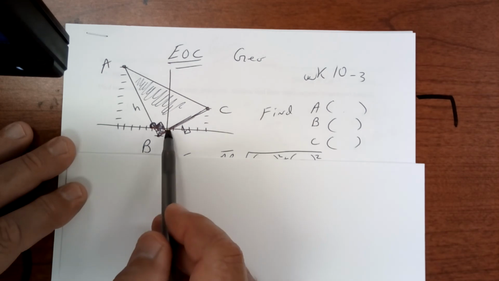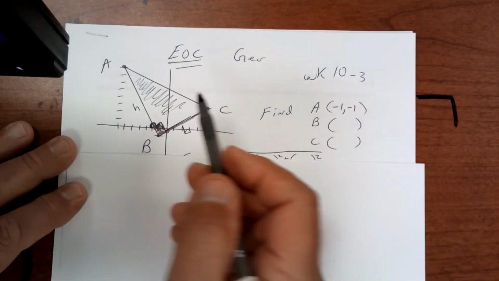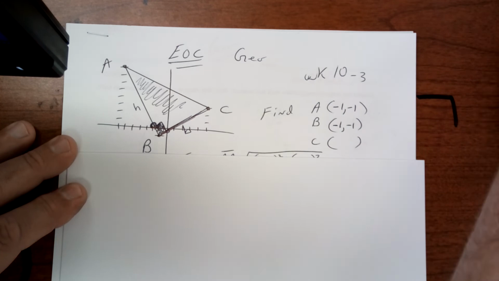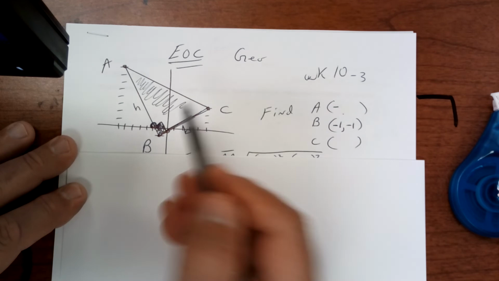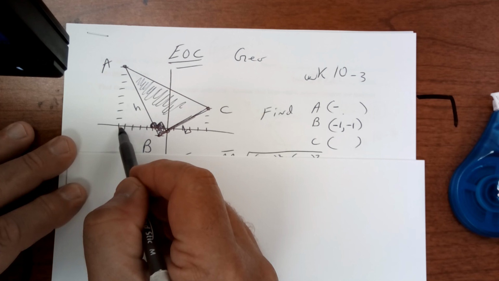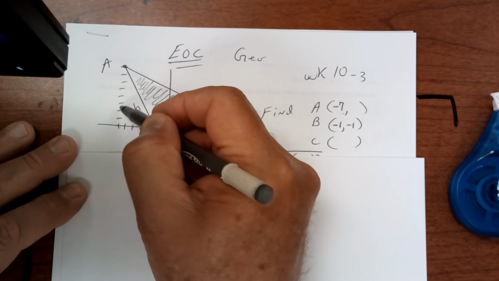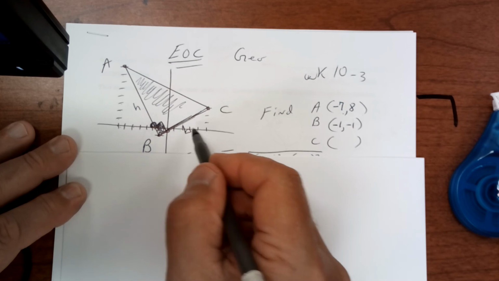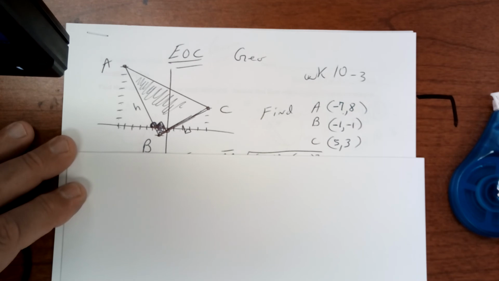So this one is -1, -1. Point A is... 1, 2, 3, 4, 5, 6, 7. Looks like 7. -7, and then up 8. Okay, and point C is 5, up 3. Okay, once you get those points, you got to do the distance formula.